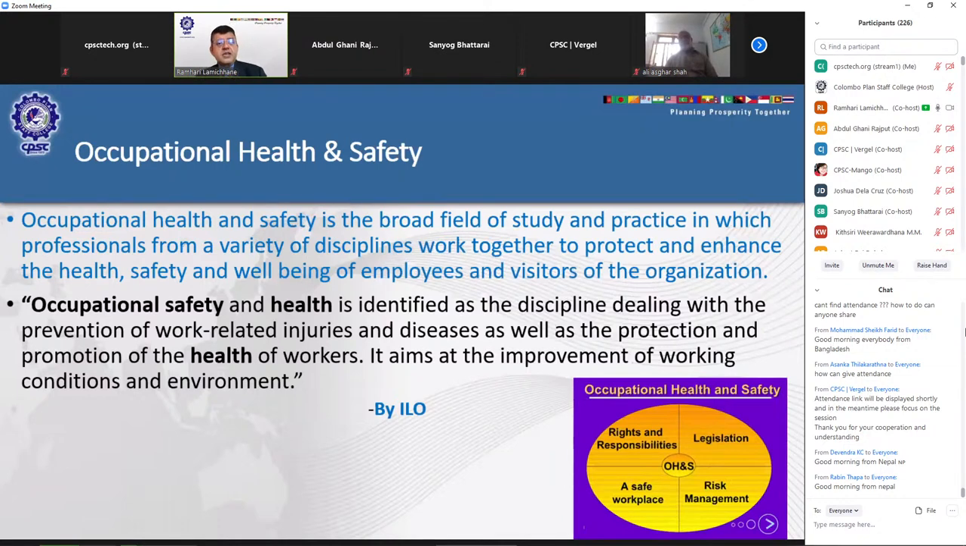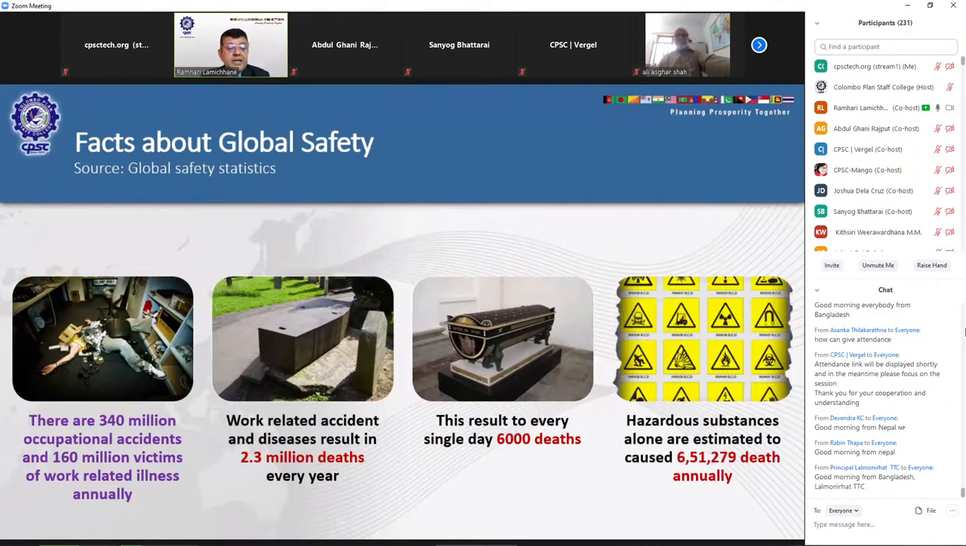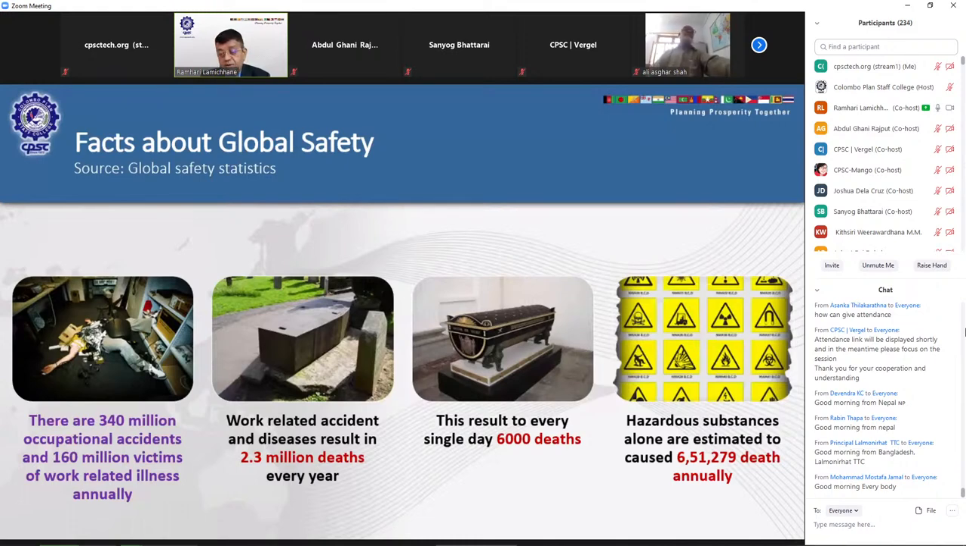Let us look at the facts about global safety. We cannot ignore them. The source is Global Safety Statistics. There are 340 million occupational accidents and 160 million victims of work-related illness annually. That is one fact: 340 million occupational accidents happen in the world, and 160 million people are victims of work-related illness annually. The work-related illness may be sickness related to the eyes, ears, heart or lungs, and many other things.